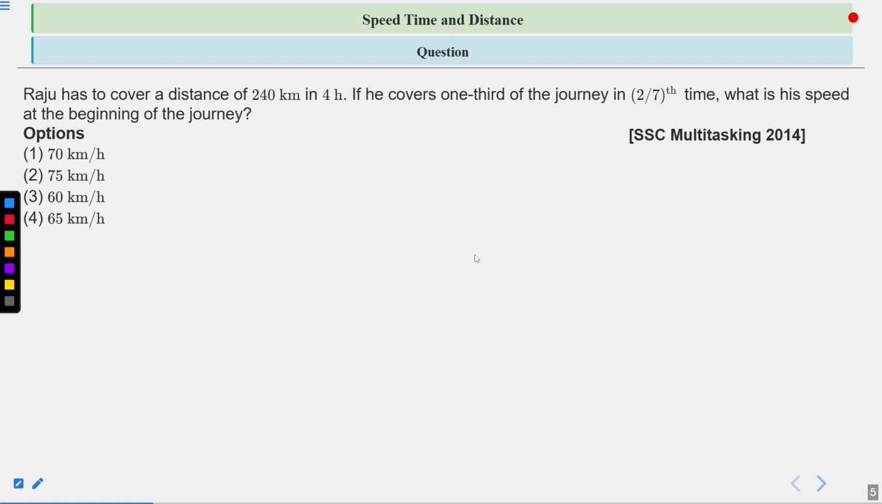Raju has to cover a distance of 240 km in 4 hours. If he covers one third of the journey in 2/7 of the time, what is his speed at the beginning of the journey? This question was asked in the SSC Multitasking exam in 2014. There are four options. First one is 70 km per hour, second is 75 km per hour, third one is 60 km per hour, and fourth one is 65 km per hour.